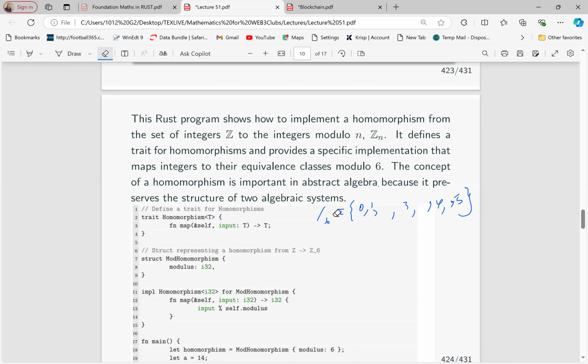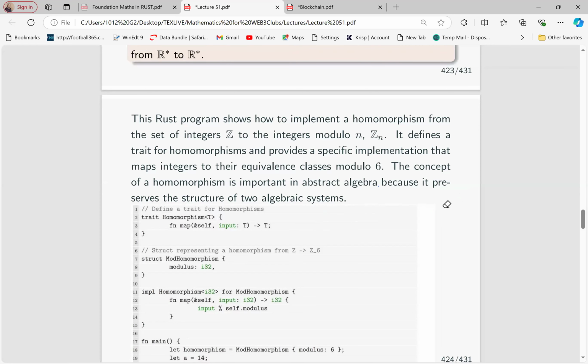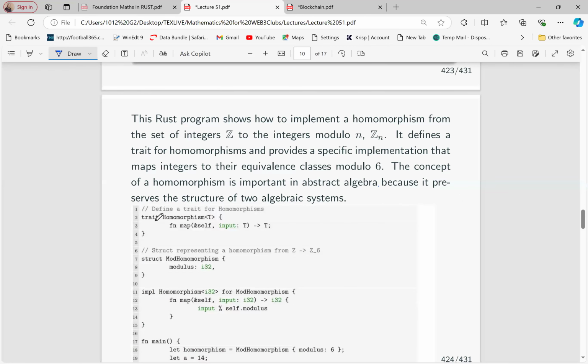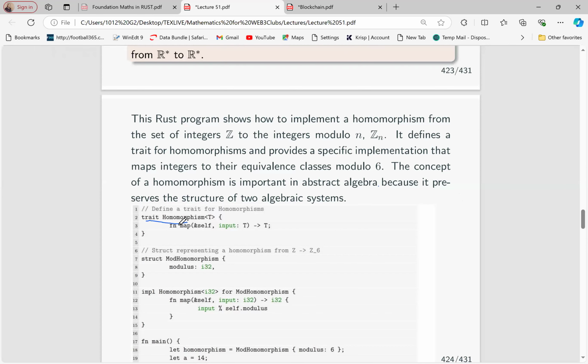Those we call equivalent. So when you meet that term, equivalence classes, it does not mean a very complicated thing. It's not very complicated. It just means elements mod n. Now, in my notes below, I'll explain what this trait homomorphism does.